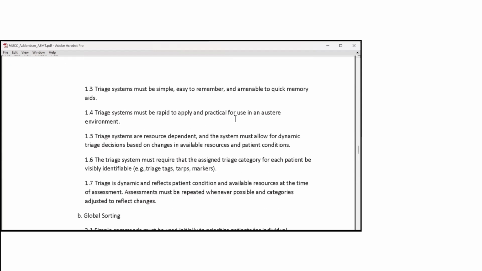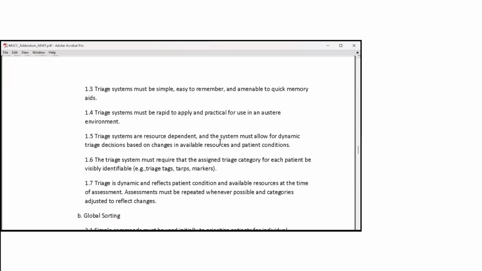It must be rapidly applied and practical for use in hostile environments, okay? This has really limited some of the tools, because I'm not sure how well you'll be able to count a pulse rate or look for capillary refill as people are shooting at you, okay? So that's one of the things they brought up.